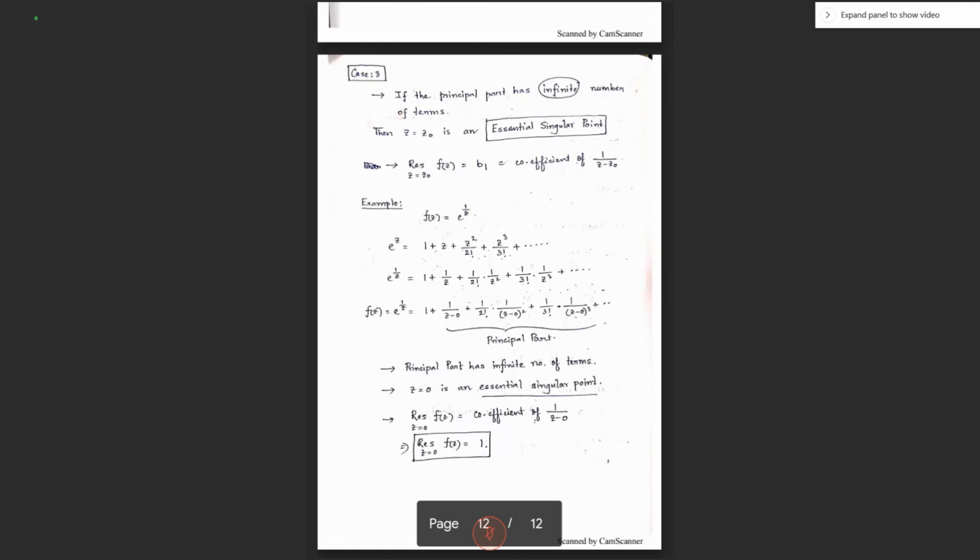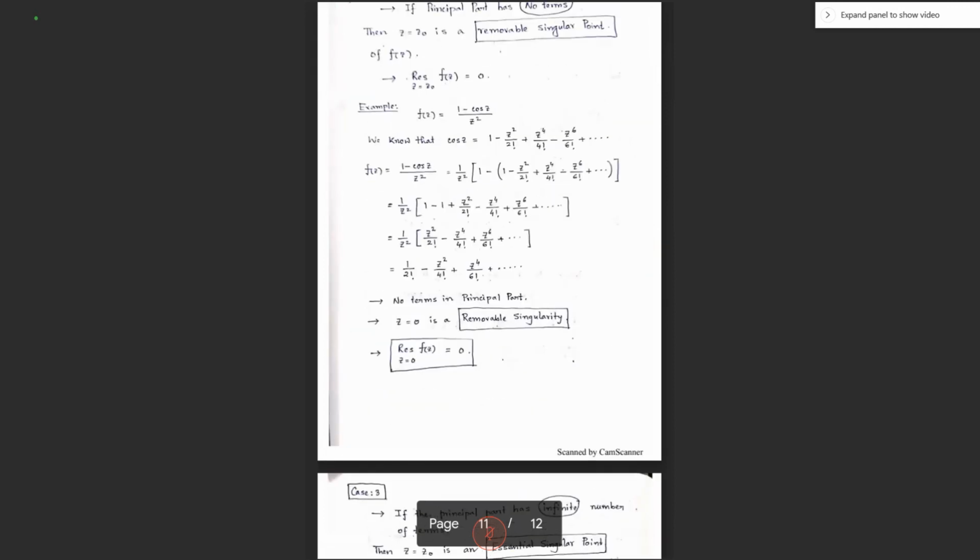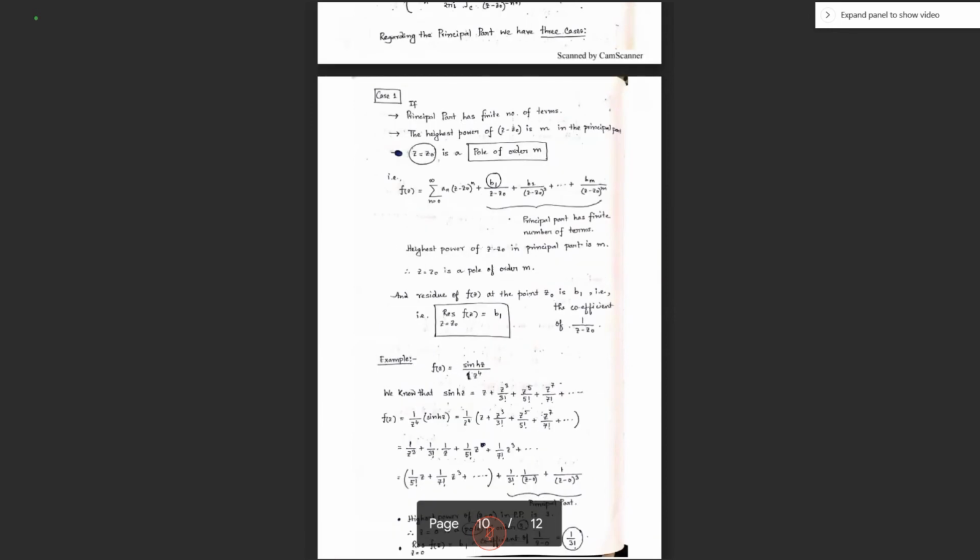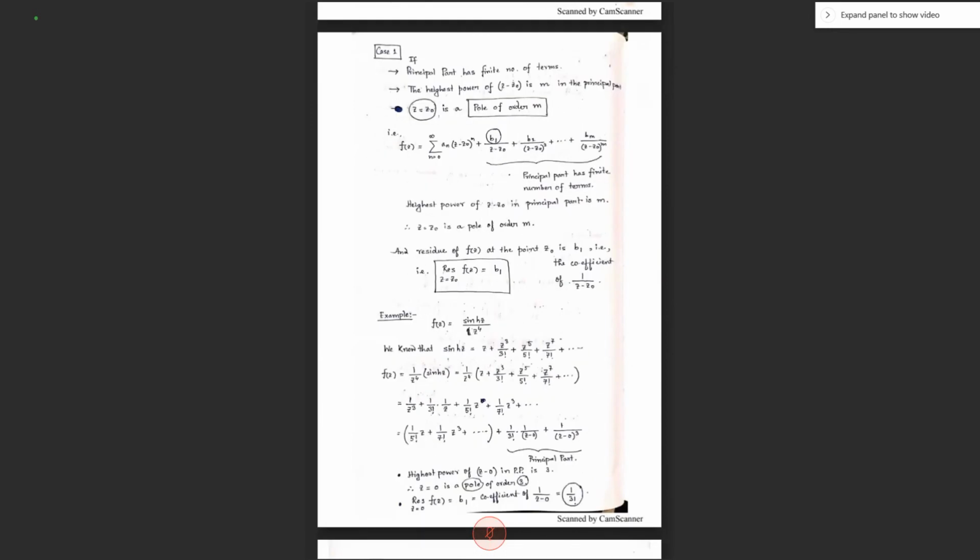At this point, our complex analysis part has been done. We are done with case one. Someone had asked to explain case one once more, so I am repeating case one again.